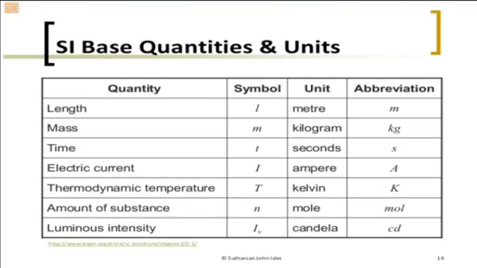This table shows us all the possible physical quantities that are fundamental quantities, or base quantities, and their units. We have length, mass, time, electric current, temperature, amount of substance, and luminous intensity. These are the basic quantities that we have. These are their symbols, these are their units, and these are the unit symbols. We should be able to know this.